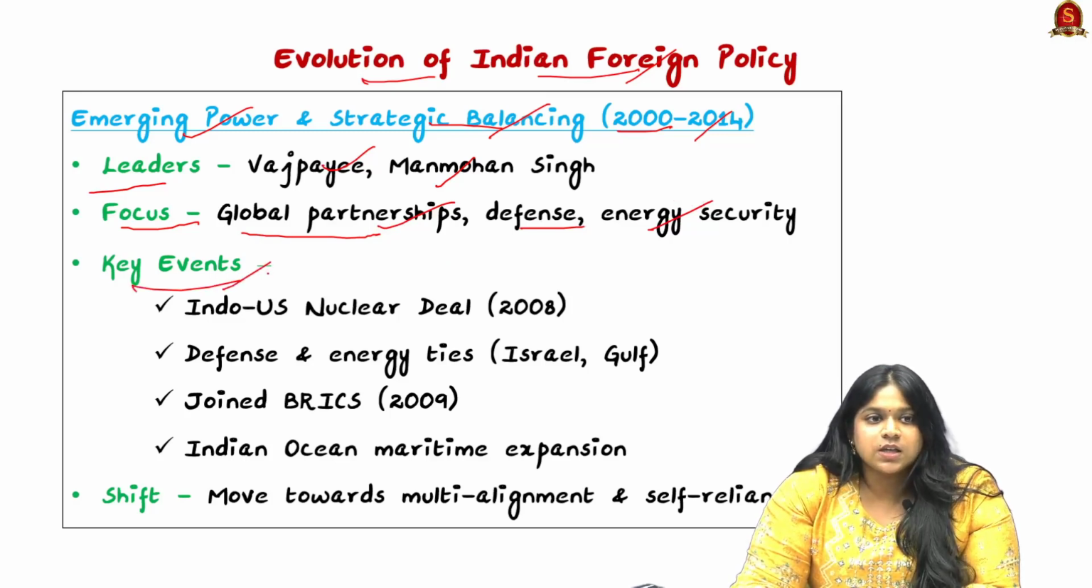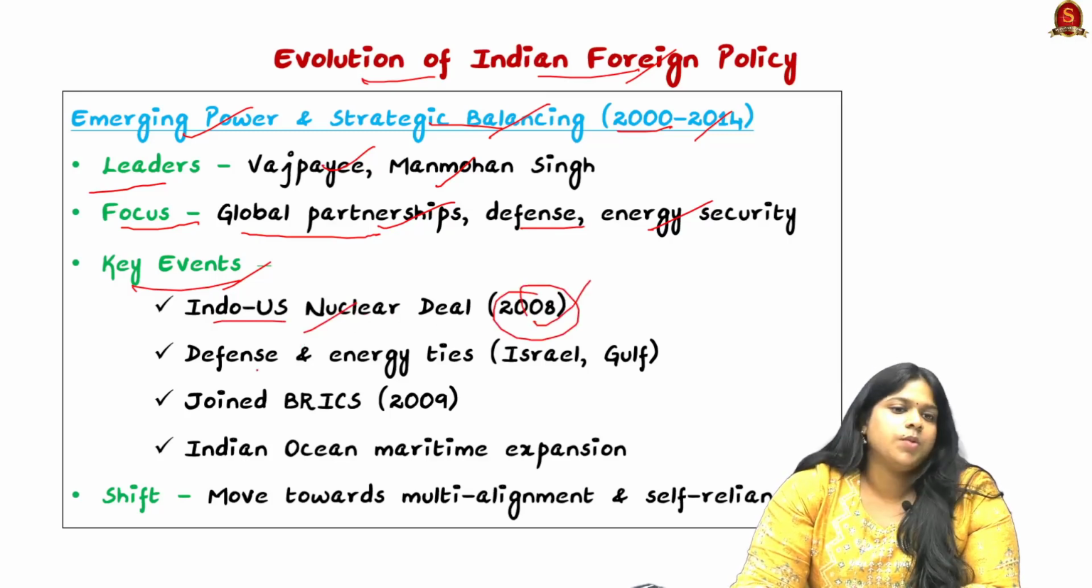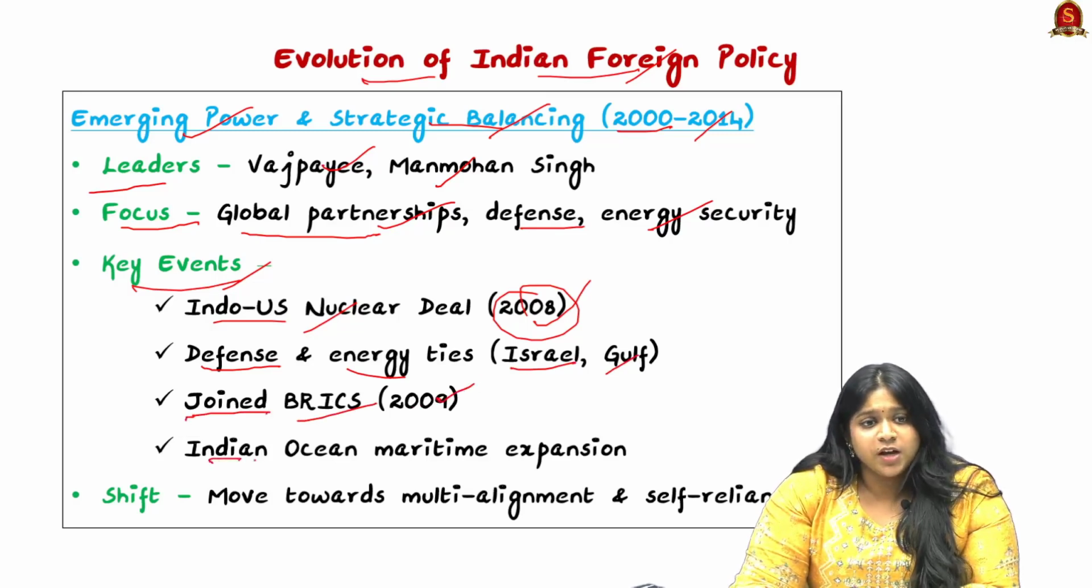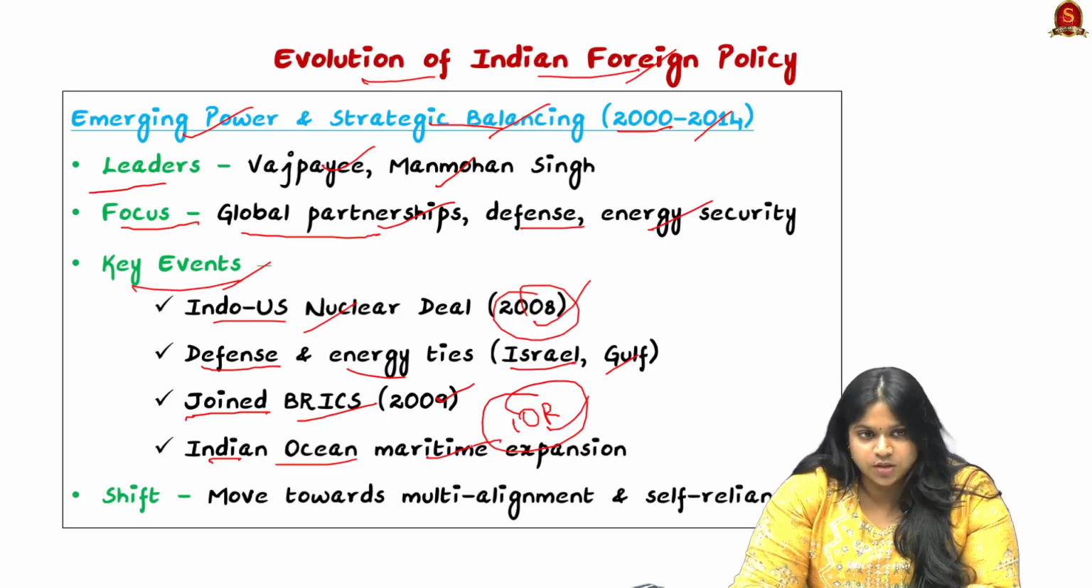It involves key events such as the Indo-US nuclear deal between India and the US in 2008, their partnership, and defense and energy ties with countries such as Israel and Gulf countries. And India joined the BRICS in 2009, and it led to Indian Ocean maritime expansion, where we gave importance to the Indian Ocean region especially.